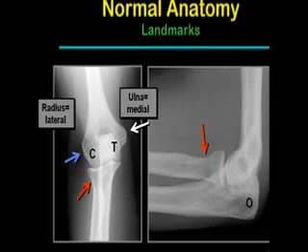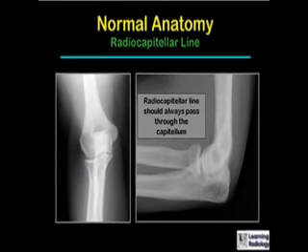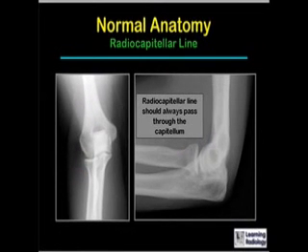The O labels the olecranon of the ulna, and the green arrow points to the olecranon fossa of the distal humerus. The yellow arrow points to the coronoid process of the ulna. The radiocapitellar line is a line which is drawn parallel to the shaft of the radius. It should always pass through the capitellum, no matter what position the elbow is in.